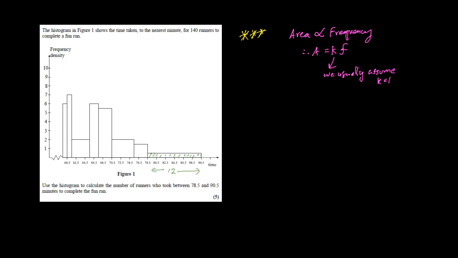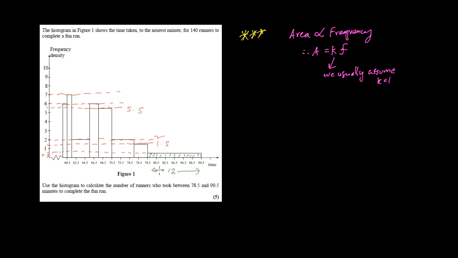And if you pay attention here, this is a rather small picture, but we know the frequency densities: this is 0.5, then this is 2, this is 1.5, this is 2, then this is 6, this is 7, and this is 5.5. So we know all this information.